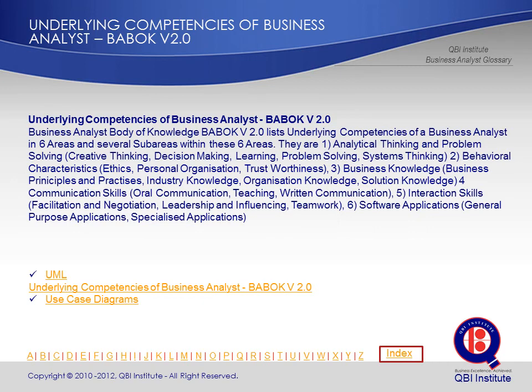Third, business knowledge, business principles and practices, industry knowledge, organization knowledge, solution knowledge. Fourth, communication skills, oral communication, teaching, written communication. Fifth, interaction skills, facilitation and negotiation, leadership and influencing, teamwork. Sixth, software applications, general purpose applications, specialized applications.